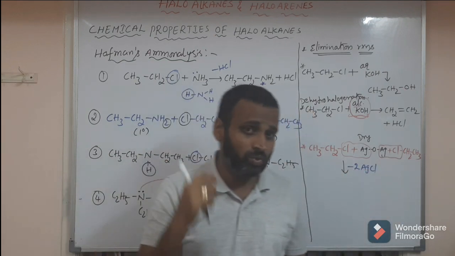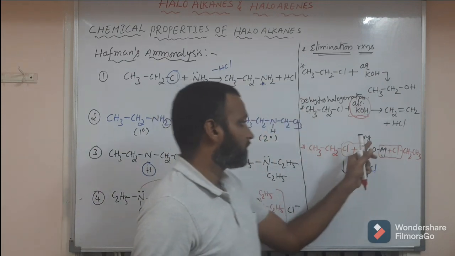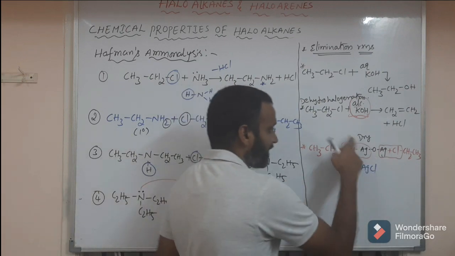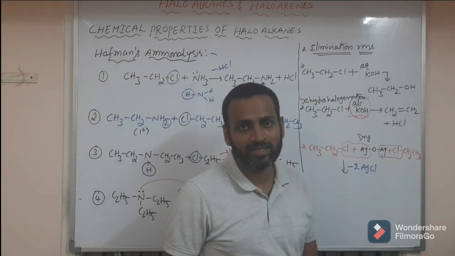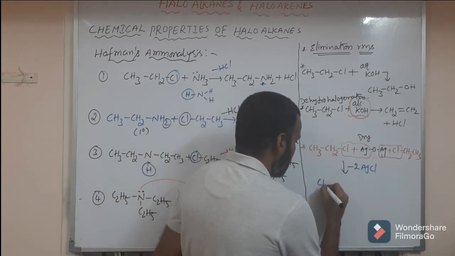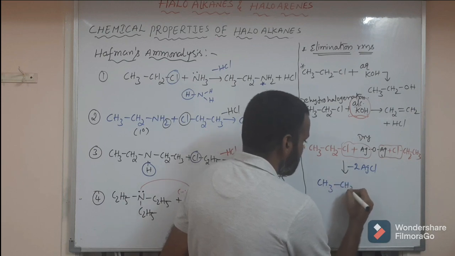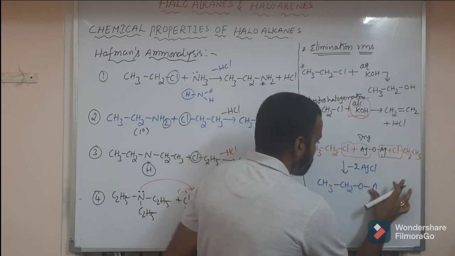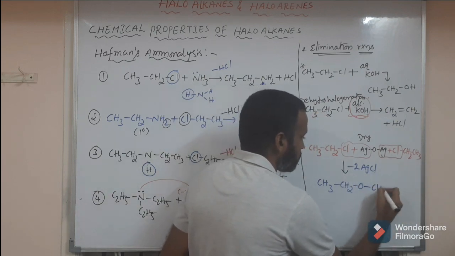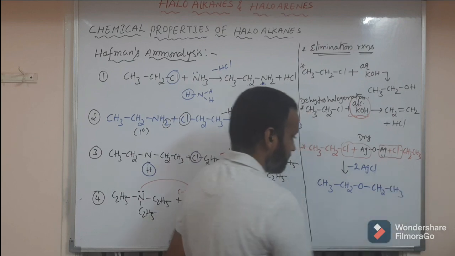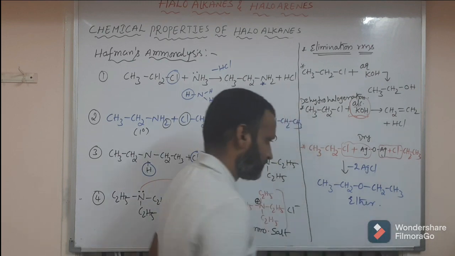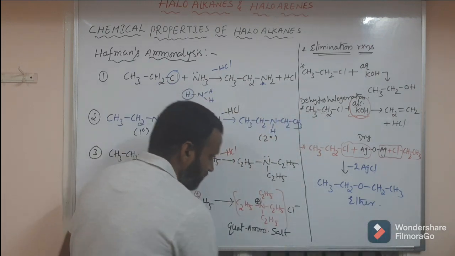Sir, in the previous Ag2O you gave alcohol, but here you gave ether. What is the reason? Here there is no water. It is dry Ag2O. There I gave moist Ag2O, then alcohol is the product. Hope you understood. Now here you have the product CH3CH2OCH2CH3. What is the product here? Ether, the most important thing.